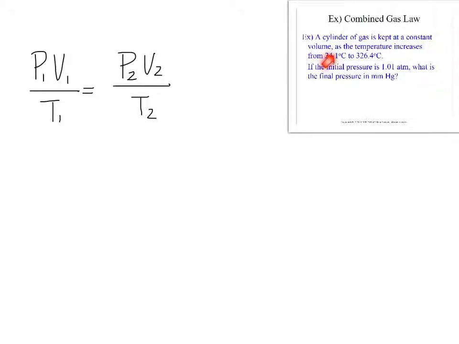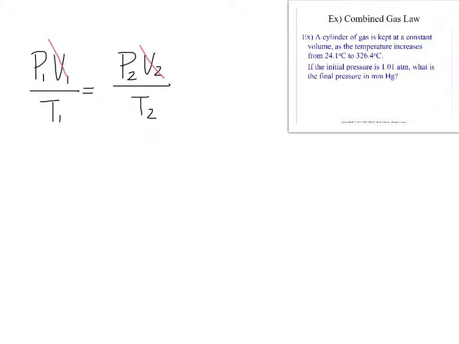So a cylinder of gas is kept at a constant volume as the temperature increases from 24.1 to 326.4 degrees Celsius. If the initial pressure is 1.01 atmospheres, what is the final pressure in millimeters of mercury? Okay, so we're going to use the combined gas law here. And we notice in this that the constant volume, okay, so that means it's a steel cylinder or something like that that can't swell or expand, so the volume is going to stay the same. If the volume stays the same, that means on our combined gas law, we can leave that out. It's going to cancel each other out anyway.